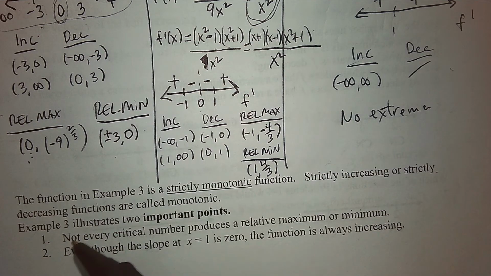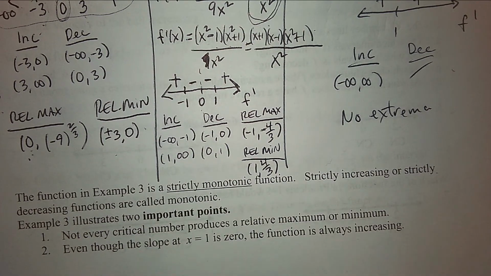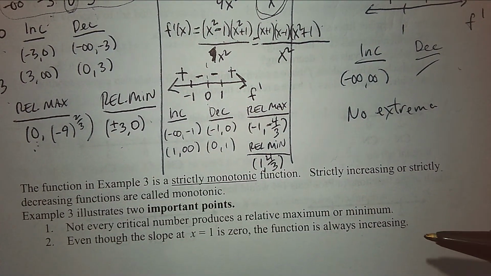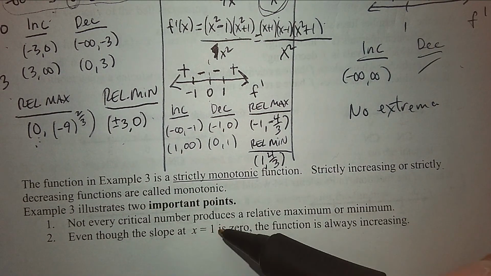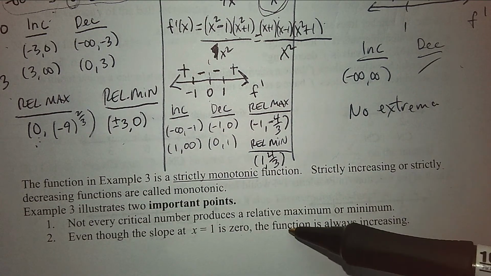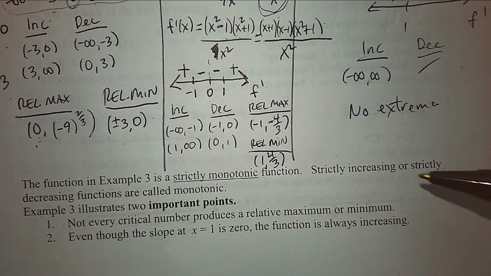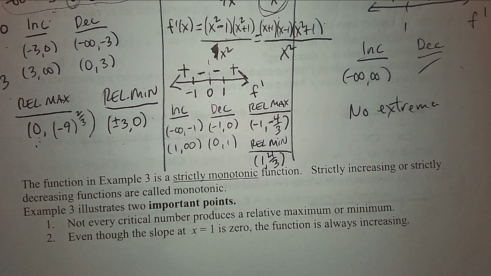So example 3 illustrates 2 important points. Not every critical number produces a relative max or a minimum, correct? A critical number, if the signs don't change, is not a max or a min. And even though the slope at x equals 1 is 0, the function is still always increasing. We'll learn later in this unit that what is actually happening there is called a point of inflection. So that means something different. The concavity changed, maybe. But there's no relative max or min. All right, that is the end of the lesson. Over and out.